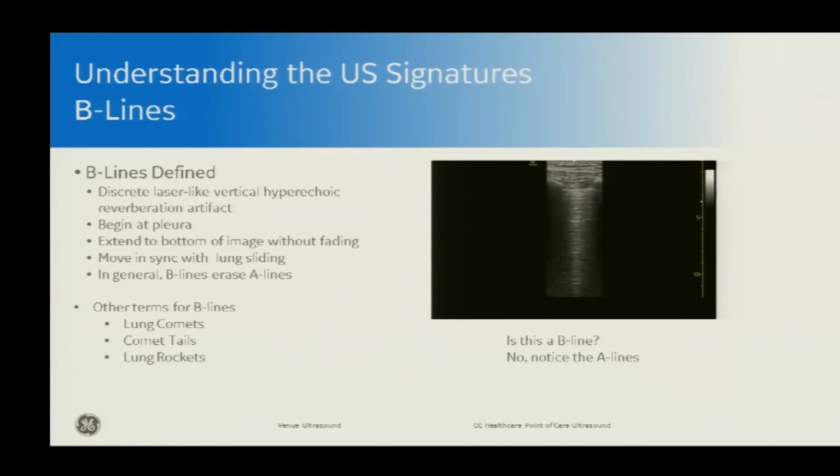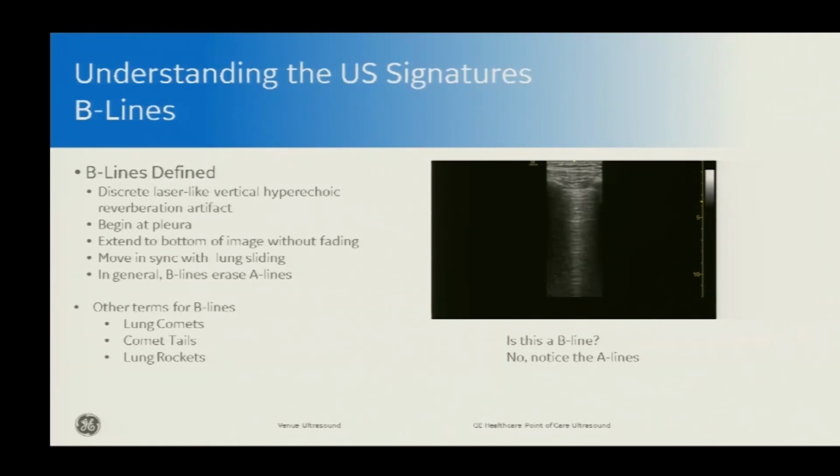Now, here's another example, and in this case, I want you to look at the image. Is this a B-line? Remember the definition. The B-lines in general erase A-lines. And in this example, I continue to see the A-lines, and I see this bright streak that's coming down from the pleura in the middle of the image. This is just perpendicular incidence.